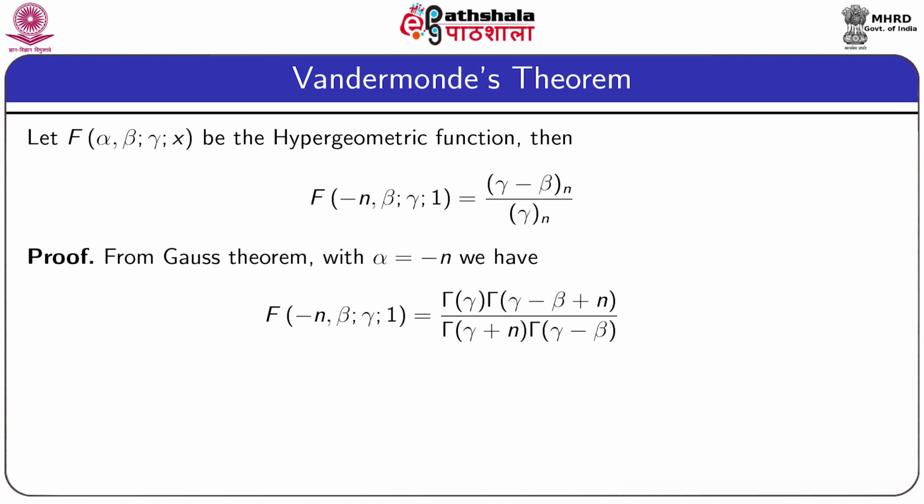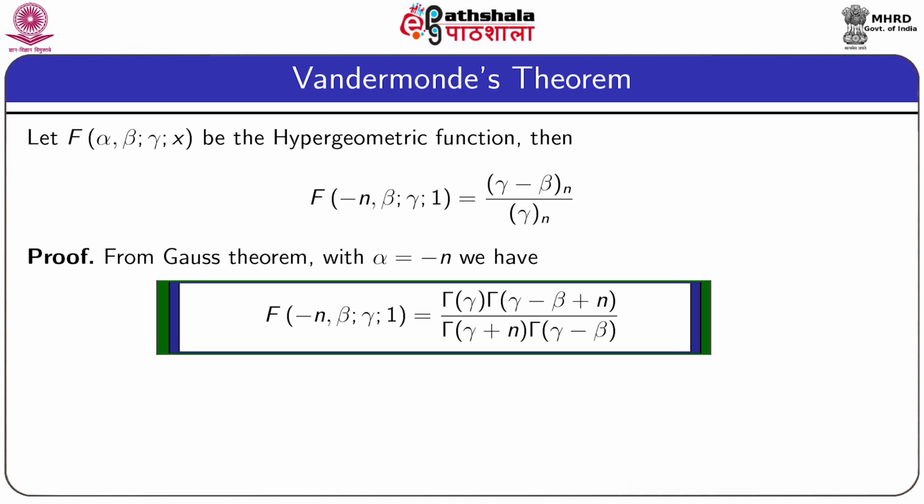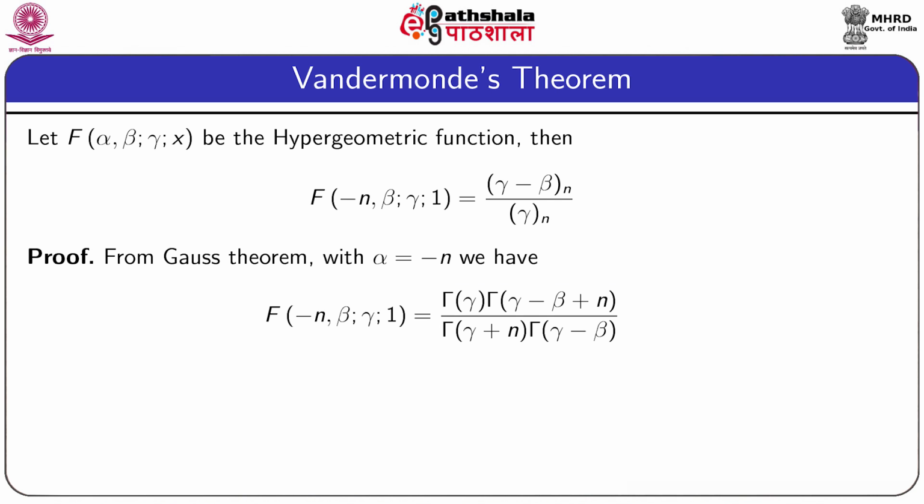Now, from Gauss theorem, with alpha equal to minus n, we will get F(minus n, beta, gamma; 1) is equal to gamma function gamma minus beta plus n divided by gamma function gamma plus n, gamma function gamma minus beta. So, what we do is we substitute alpha equal to minus n here in this expression.